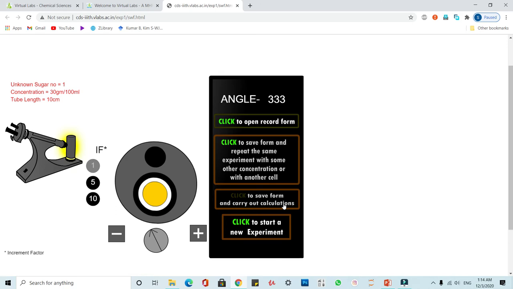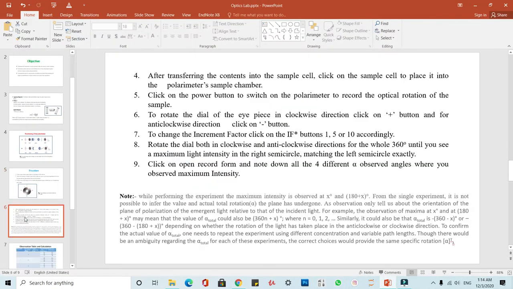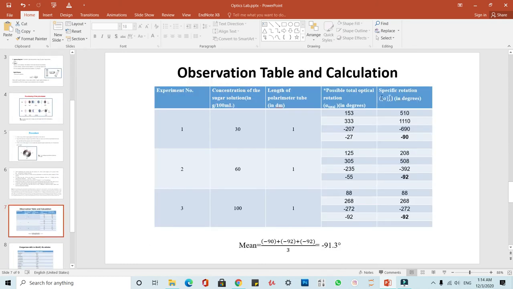Therefore, as the observation only tells us about the orientation of the plane of polarization of emergent light relative to that of incident light, the actual rotation or maximum is observed at 153 degrees, depending upon the clockwise or anti-clockwise direction. Here these two values correspond to the clockwise direction and these two values correspond to the anti-clockwise direction.